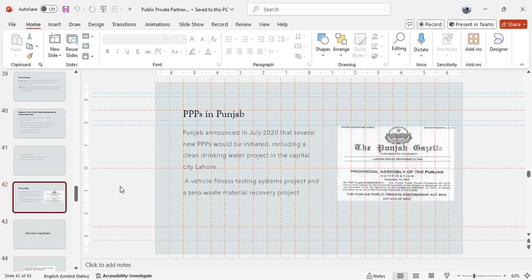Public-private partnerships in Punjab. Punjab announced in July 2020 that several new public-private partnerships would be initiated, including a clean drinking water project in the capital city Lahore, a vehicle fitness testing system project, and a zero waste management recovery project.